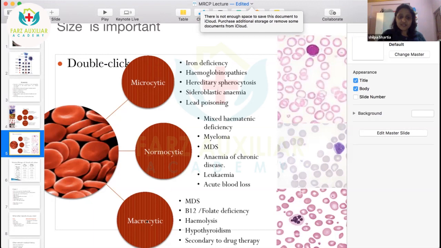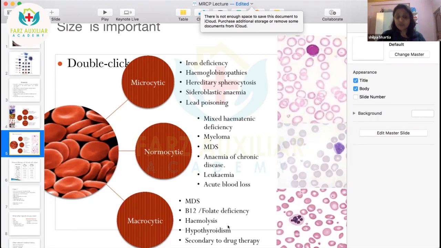Then before going to normocytic, I'll go to macrocytic. Again, there are defined causes where you will find a macrocytic anemia. The first one in our country is B12 and folate deficiency. Abroad, alcoholism is a major cause of macrocytosis, but pathologically you've got myelodysplastic syndrome. Those with a hemolytic anemia, the cells increase in size because you're seeing the reticulocytes come into the blood, and reticulocytes are larger than the normal red blood cells.